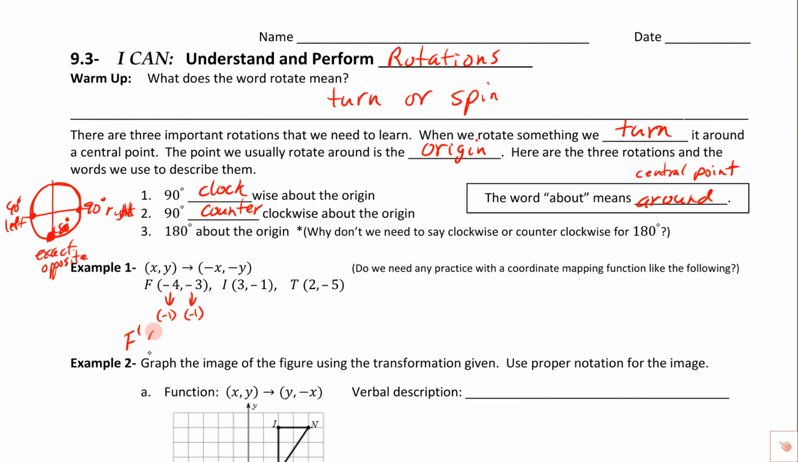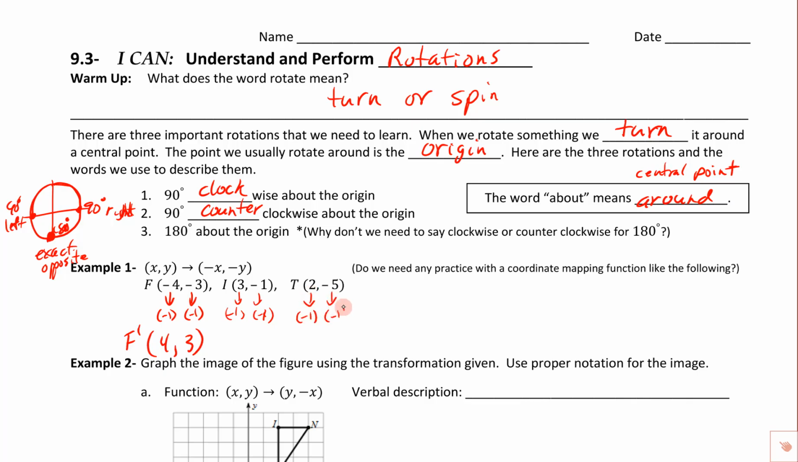So that means f prime is going to be this point. -4 times -1 is 4. -3 times -1 is 3. So notice that they stay in the same place. They just change signs. So this is going to get multiplied by -1, and this is going to stay in the same place but get multiplied by -1. So I'll do that on every single one of these. I'll go ahead and write that down.